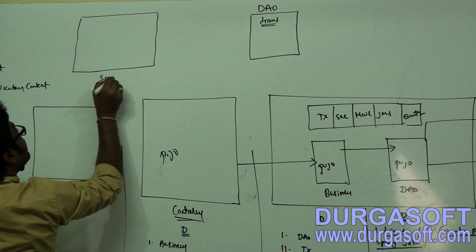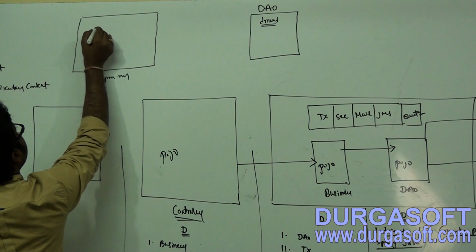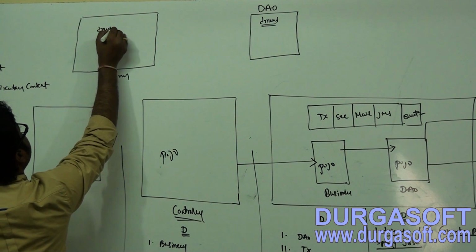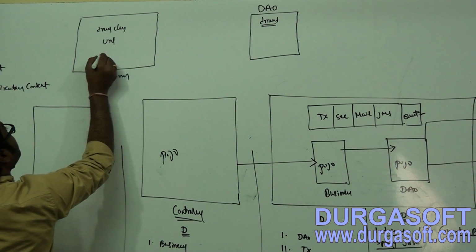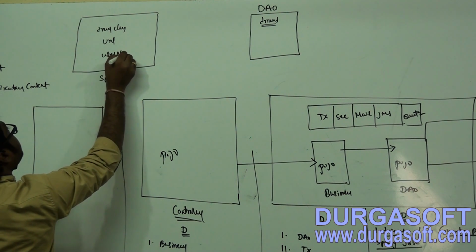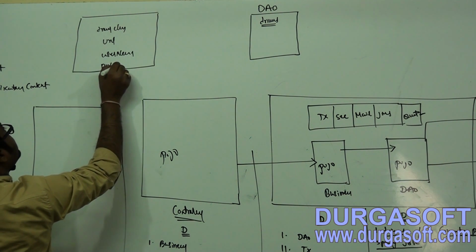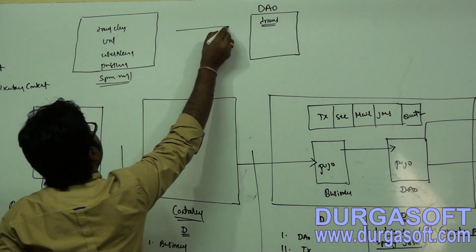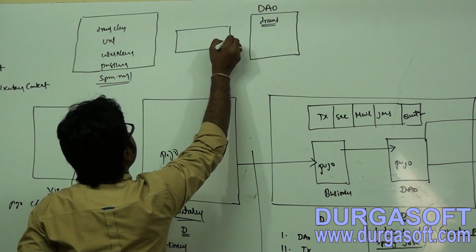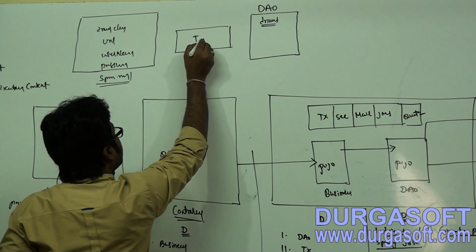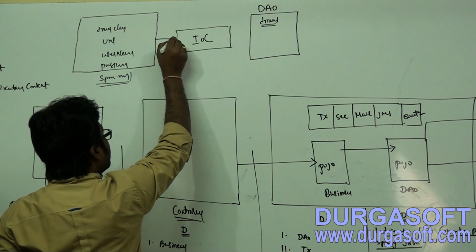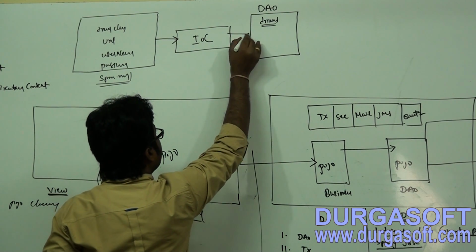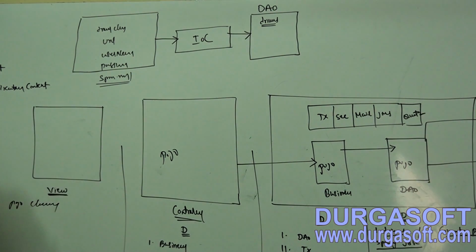From your Spring XML document, you can pass the driver class, URL, username, password. All these we can configure in the Spring XML file, and your IOC container will read this document, and that document data it can supply to your class. It can pass the data into your class as an input.